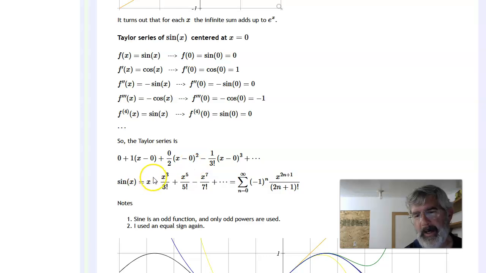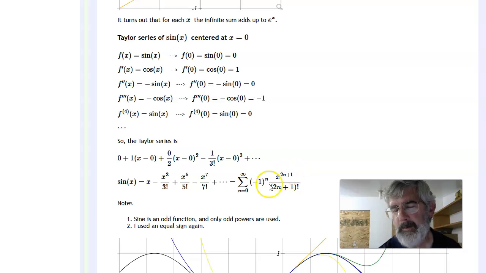To get these odd powers of x and these odd factorials on the bottom, I'm using the formula 2n plus 1. So in particular, when n equals 0, 2 times 0 plus 1 is 1. And so that's what I'm starting with, raising to the 1 power and dividing by 1 factorial. When n is 1, then this is 3, and then divided by 3 factorial. That's this term right here. When n is 2, 2 times 2 plus 1 is 5, so there's a 5 here and a 5 there. So 2n plus 1 is generating all the odd numbers as n goes from 0 to infinity. Couple things to notice here.